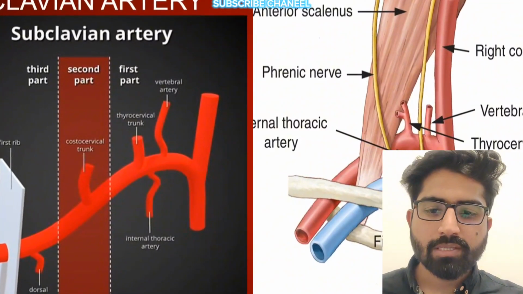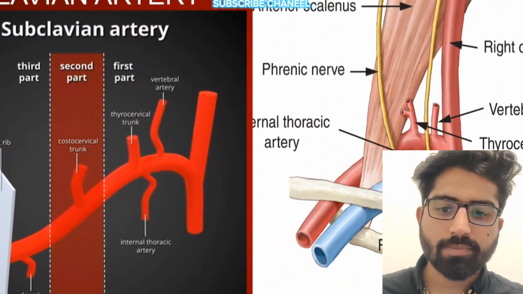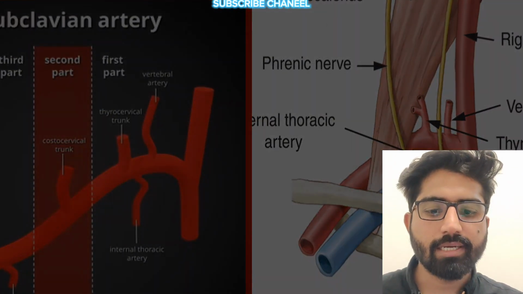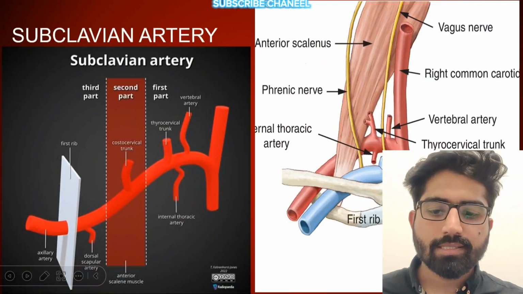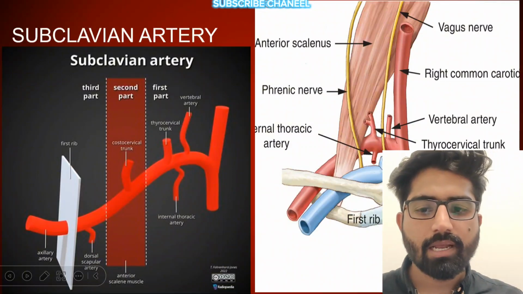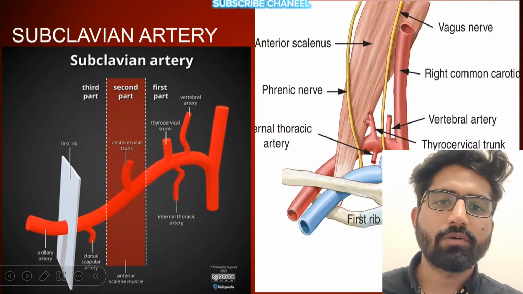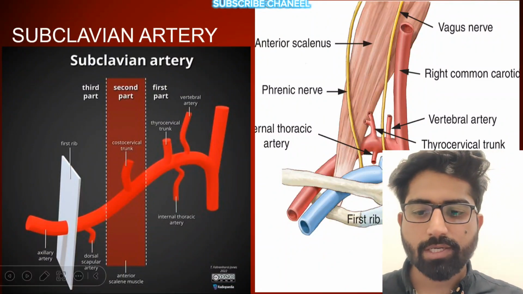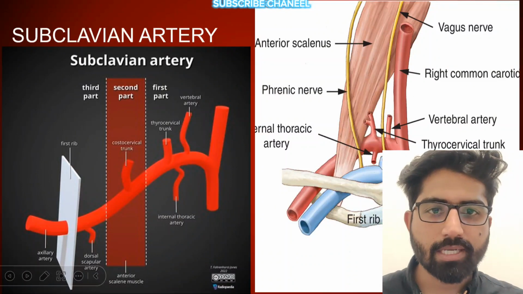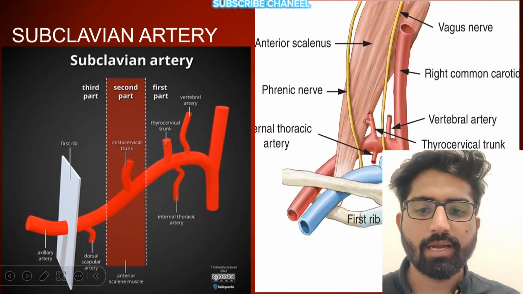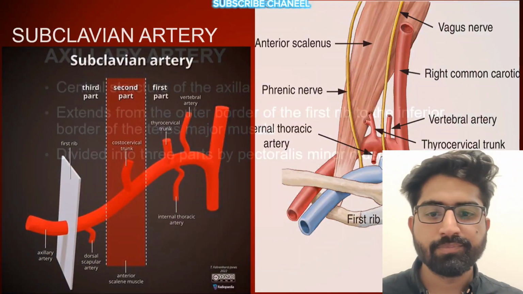of the subclavian artery. The branches of the first part of the subclavian artery are the vertebral artery, thyrocervical trunk, and internal thoracic artery. The branch of the second part of the subclavian artery is the costocervical trunk. And the branch of the third part is the dorsal scapular artery. As I have already told you, when the subclavian artery passes the outer border of the first rib, we label it the axillary artery, as you are seeing in this diagram.